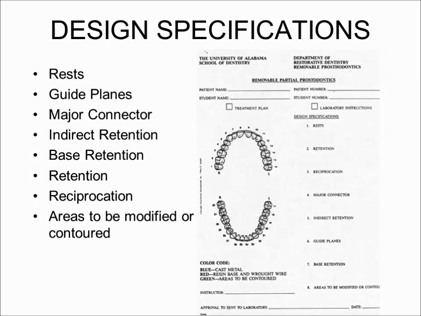Partial denture designs are recorded on a design sheet. The design sheet contains illustrations of both arches. The design is drawn on the sheet, and the component specifications are then listed. These data may be transferred to the laboratory work authorization for fabrication of the framework. Areas to be contoured or modified generally consist of items not already specified.